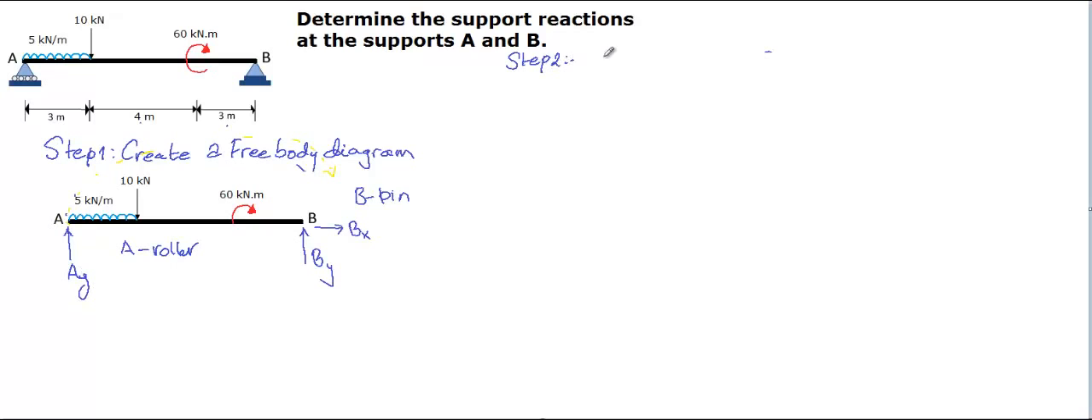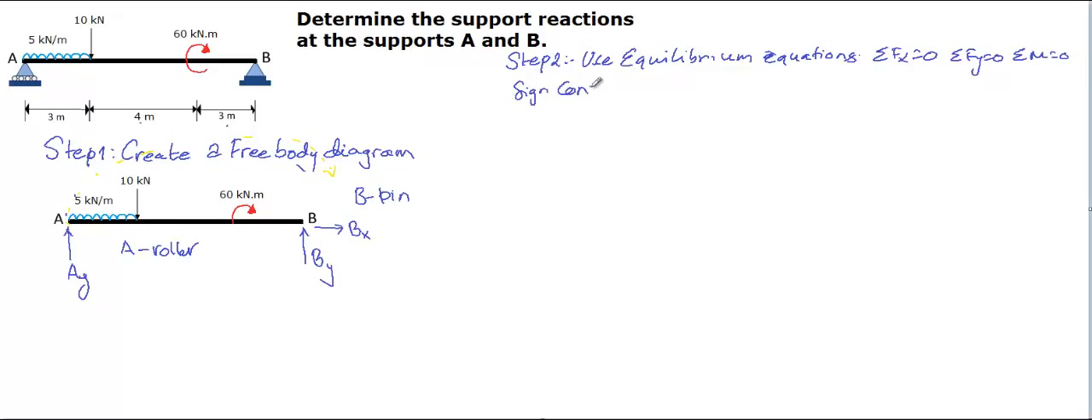Now the next step is to use the equilibrium equations. Equilibrium equations means summation of forces in the x direction equals 0, summation of forces in y direction equals 0, and summation of moments should be equal to 0. Before using that, we need to have some sign convention. As normal, we use vertical upward positive, horizontal rightward positive, and moment in anti-clockwise direction positive.